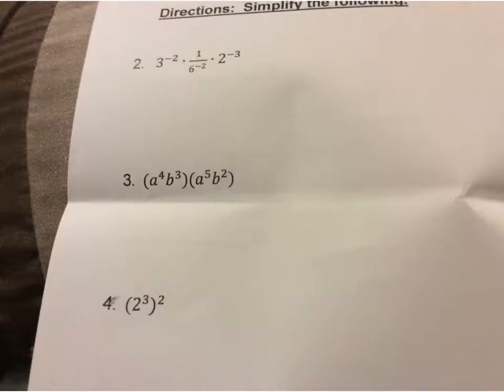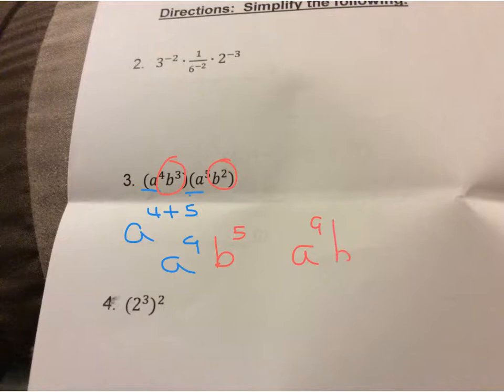I'm going to do both number 3 and 4 together right now. So number 3, this is a product rule problem. So if I look at this, I'm going to combine my a's. So if I have a to the 4th and a to the 5th, I add the exponents. So a to the 4 plus 5 is a to the 9th. And then if I take my b's and I combine them, 3 plus 2 is 5. So my answer is a to the 9th, b to the 5th.